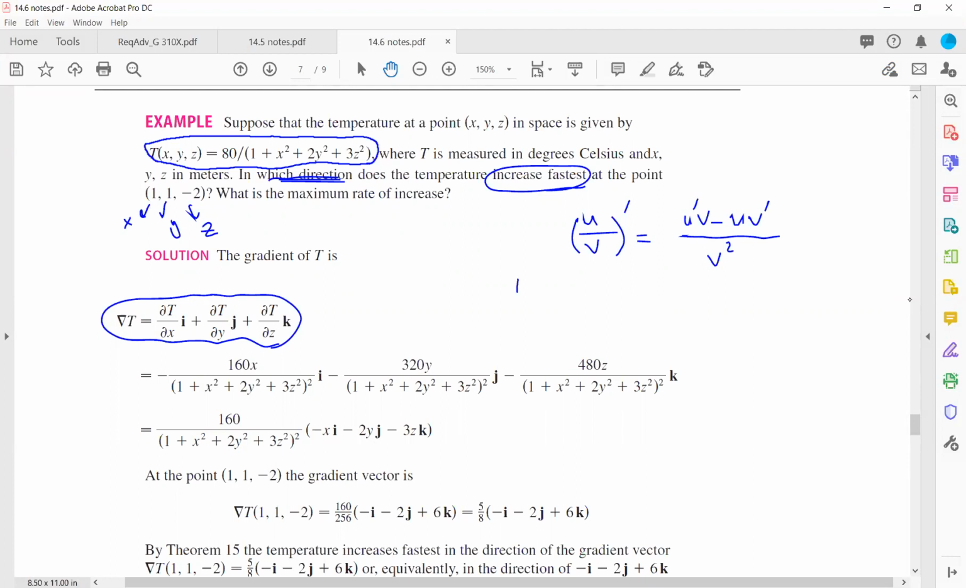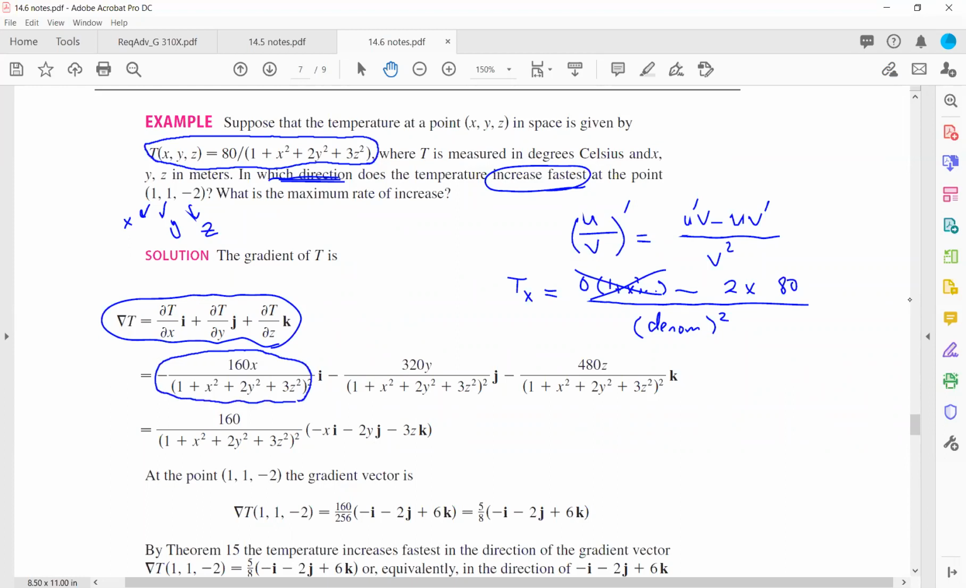Perfect. So the partial derivative of T with respect to x: the derivative of 80 is 0 times your denominator, 1 plus x squared plus the rest of it. We don't care, it's going to be 0 minus the derivative of the denominator with respect to x, 2x, times 80, divided by your denominator squared. So this is just 0 minus 2x times 80, which is 160x, divided by your denominator squared. You can continue by taking the derivative of T with respect to y, and with respect to z, and find these values.